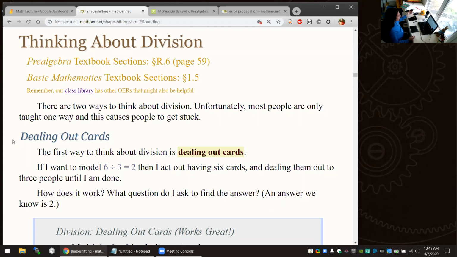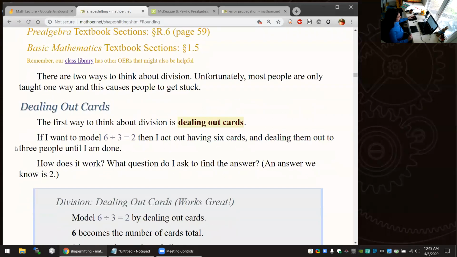So part of my job in the beginning of Math 20 is to go back and try and teach you the right way to think about things. And since fractions are about division, then we have to start with division.